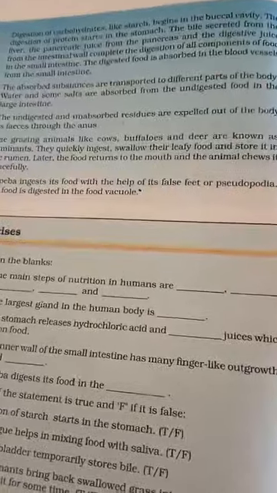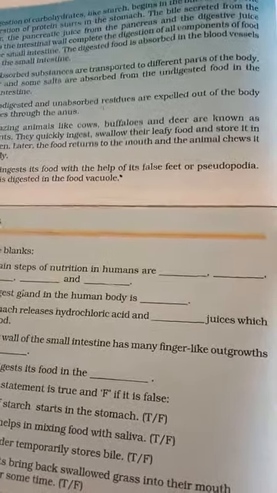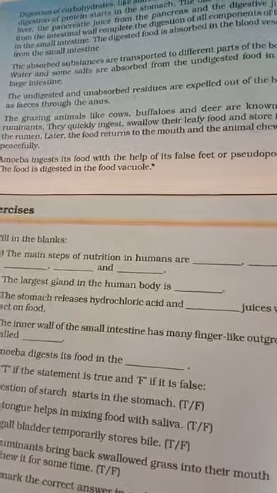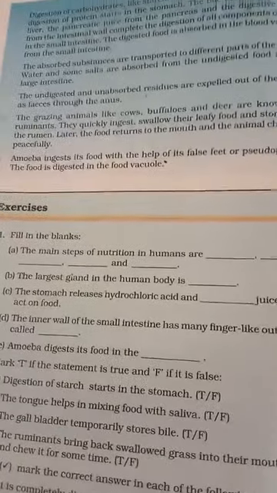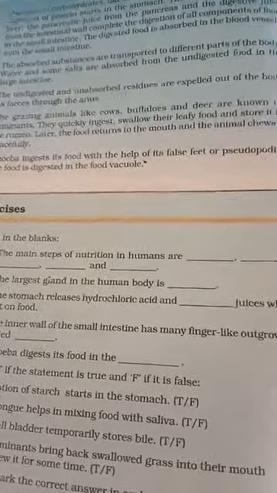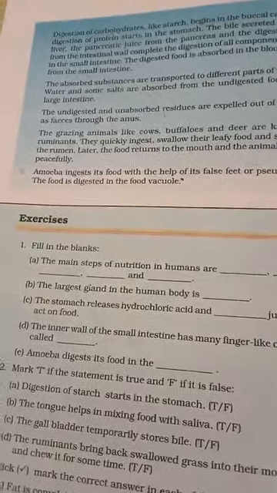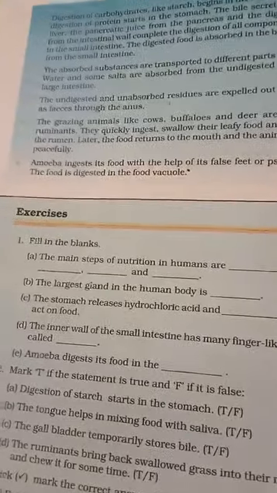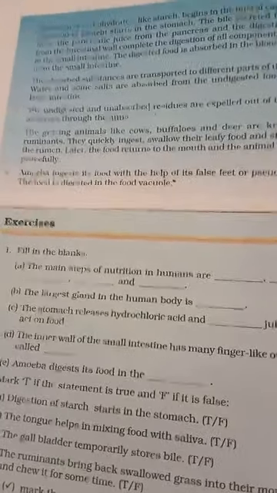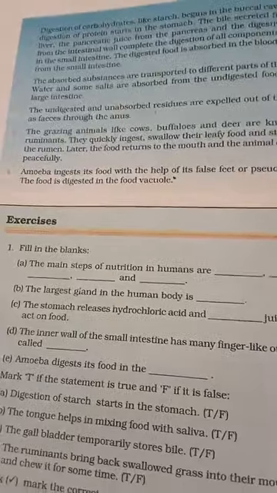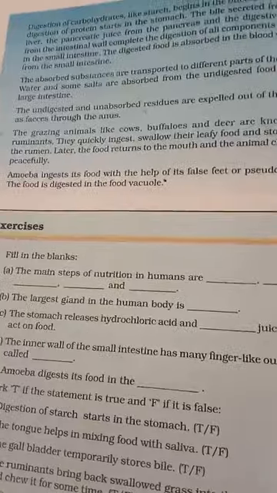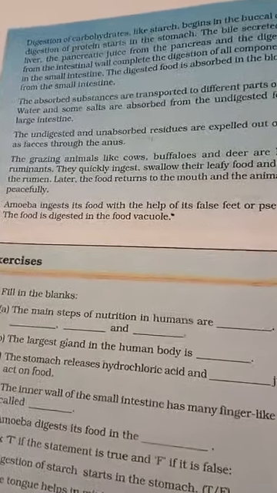So what is the main role of the pseudopodia? It captures the food material and the food is digested in the food vacuole. What is the main function of the food vacuole? The digestion. The food is digested in the food vacuoles. Everything is very important, just recall it, students. Okay, thank you.